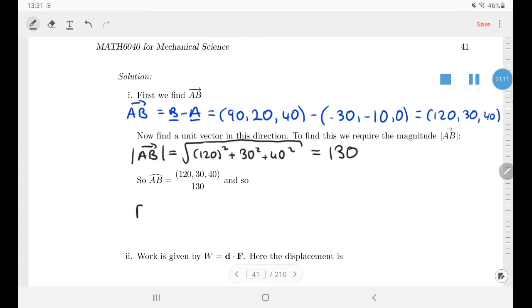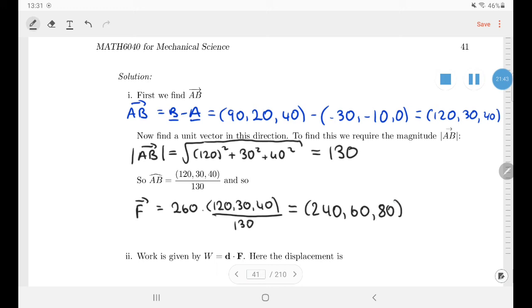And so the force, as we explained on the previous page, would be 260 times AB hat. Now you can multiply in the 260 and then divide by 130. Multiplying by 260 and dividing by 130 is the same as multiplying by 2, because 260 divided by 130 is 2. So you end up with 240, that's 2 times 120, 2 times 30 gives you 60, and 2 times 40 gives you 80. So that's part 1 done.